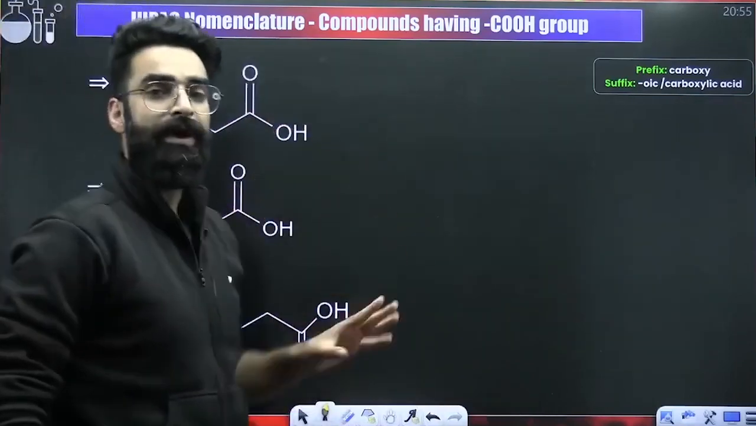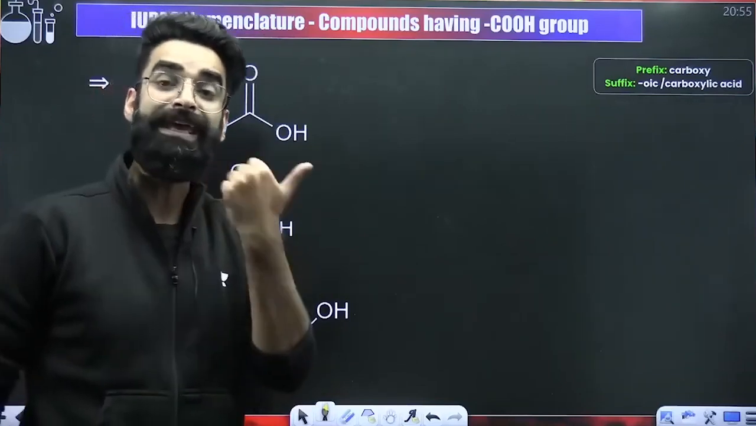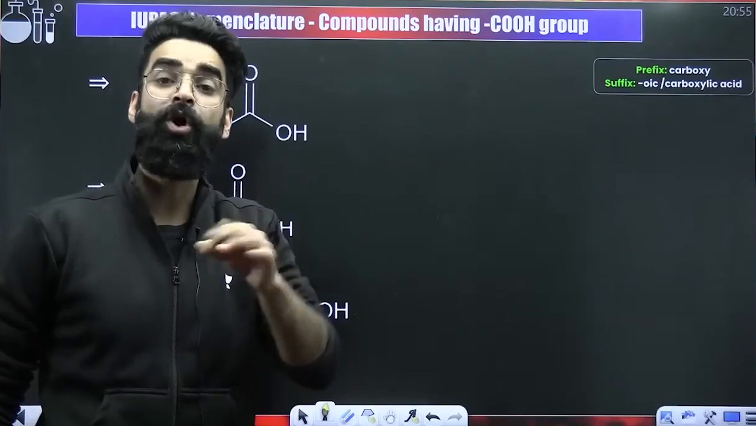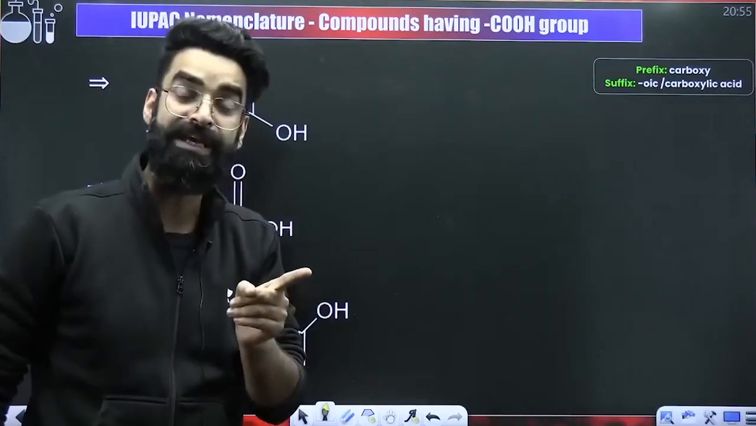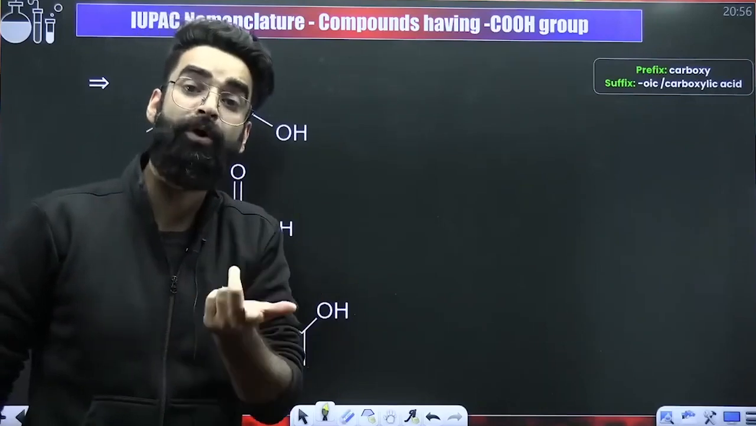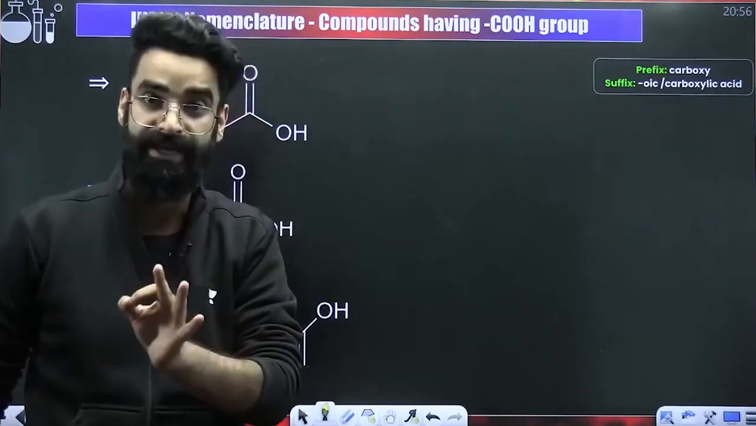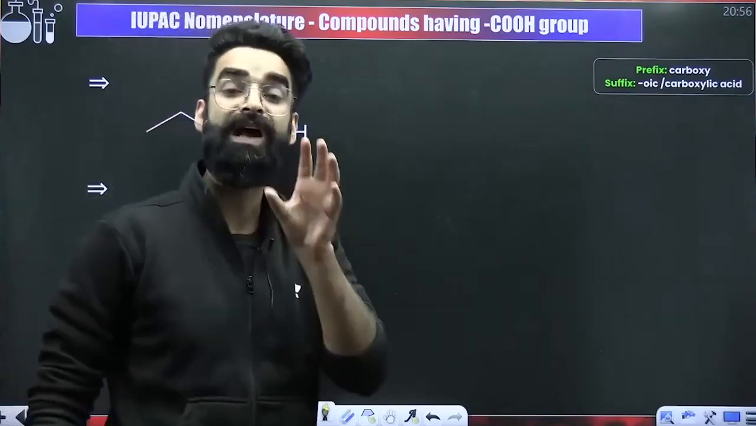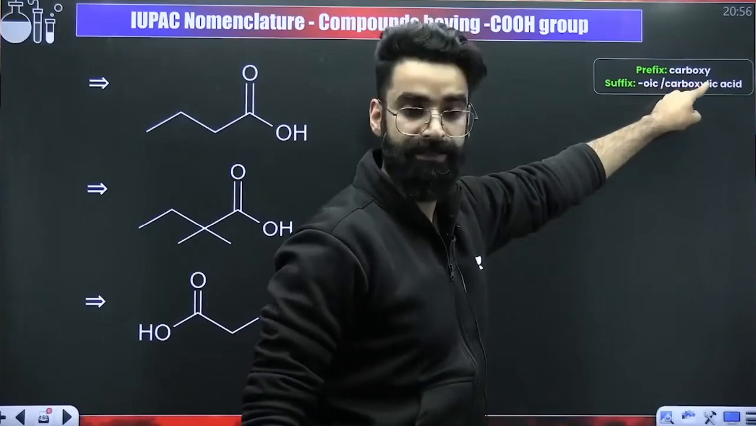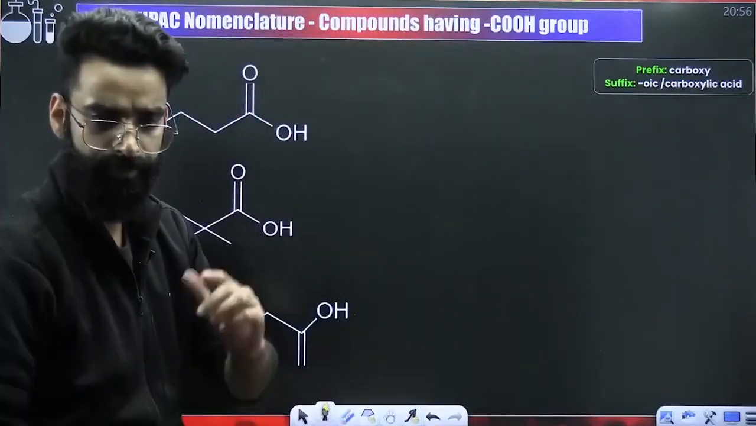So first of all, I told you for the carboxylic acids, you have to remember three things. As a suffix, you'll be either using oic acid or you'll be using carboxylic acid. If the carbon of the carboxylic acid is the part of main chain, the suffix used is oic acid. If the carbon of the carboxylic acid is not the part of main chain, the suffix used is carboxylic acid. And if we have to take carboxylic acid as a prefix, then we'll be using the term carboxy.